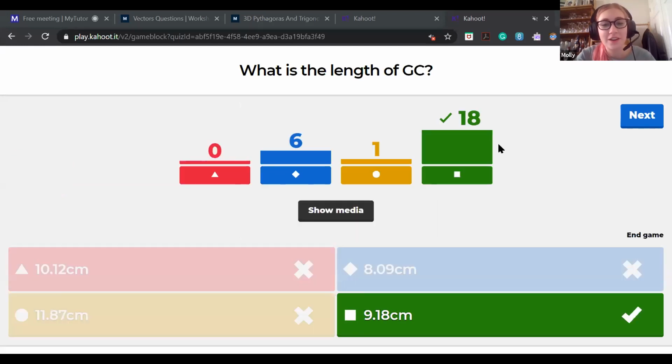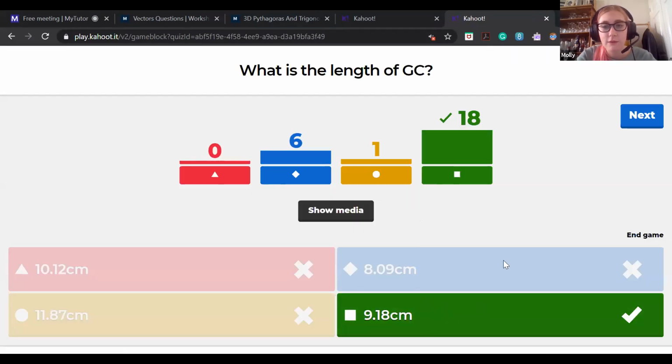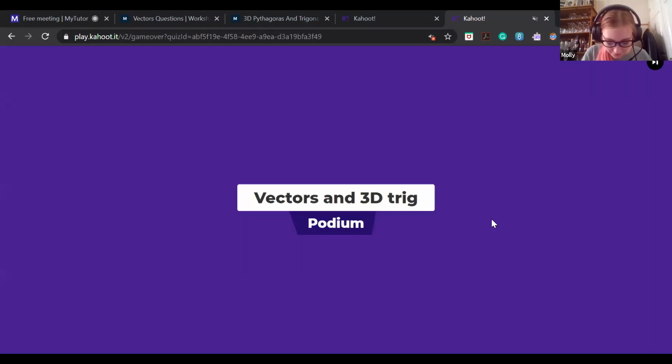Brilliant. Well done, guys. So what this one was here was we've got to spot that we're looking for GC. So we call that X, and that's opposite. The 16 is the hypotenuse, so we want to use sine. So we say sine 35 is X over 16. So X was 16 sine 35, which is 9.81. So well done. Absolutely smashed it that time.